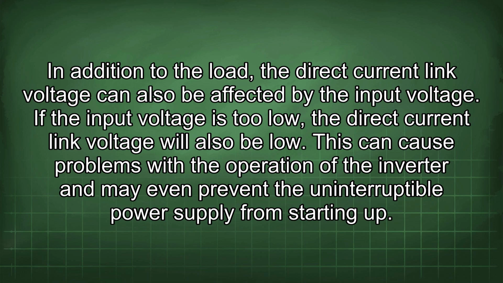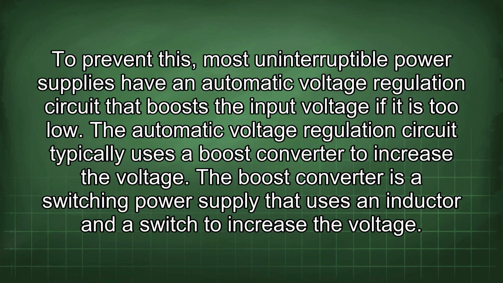In addition to the load, the direct current link voltage can also be affected by the input voltage. If the input voltage is too low, the direct current link voltage will also be low. This can cause problems with the operation of the inverter and may even prevent the uninterruptible power supply from starting up. To prevent this, most uninterruptible power supplies have an automatic voltage regulation circuit that boosts the input voltage if it is too low. The automatic voltage regulation circuit typically uses a boost converter to increase the voltage.